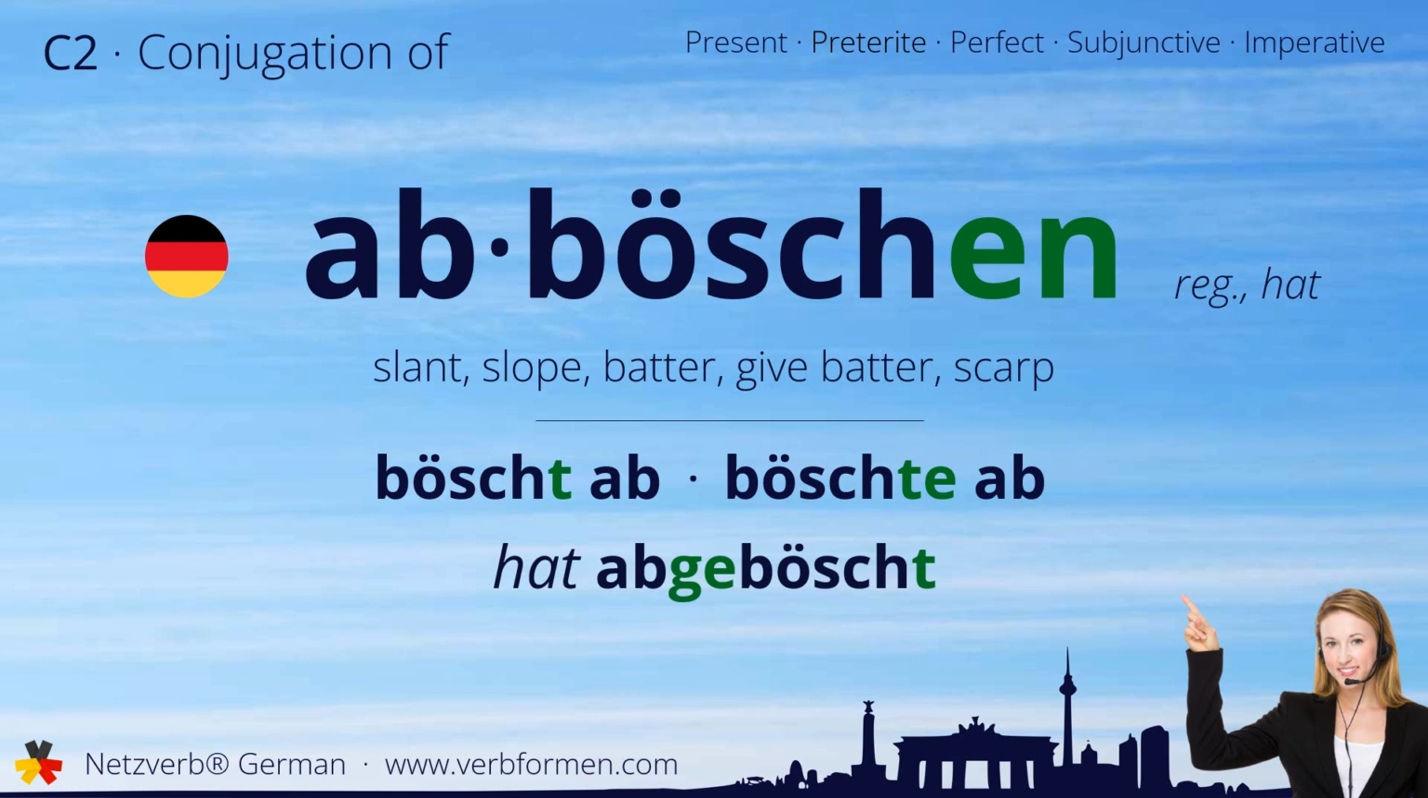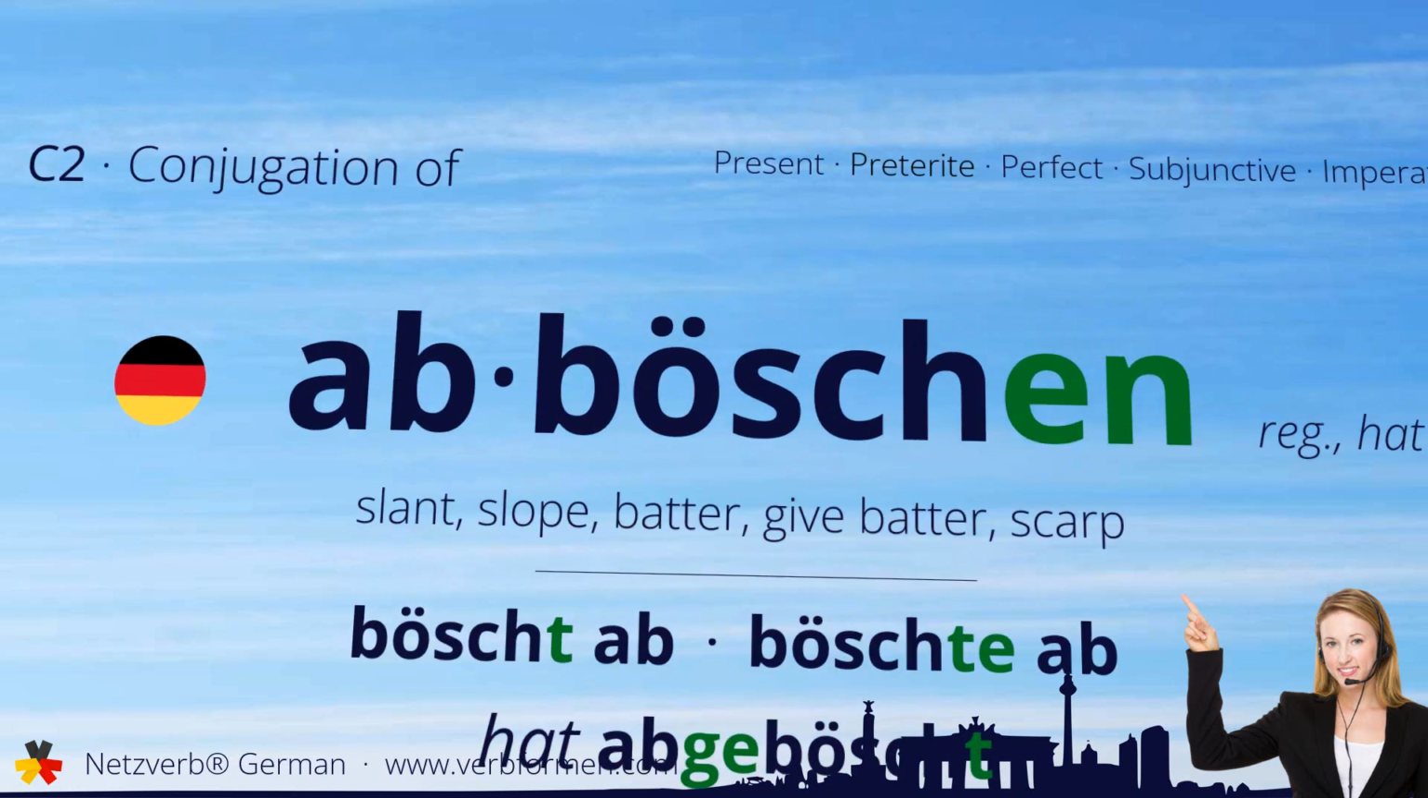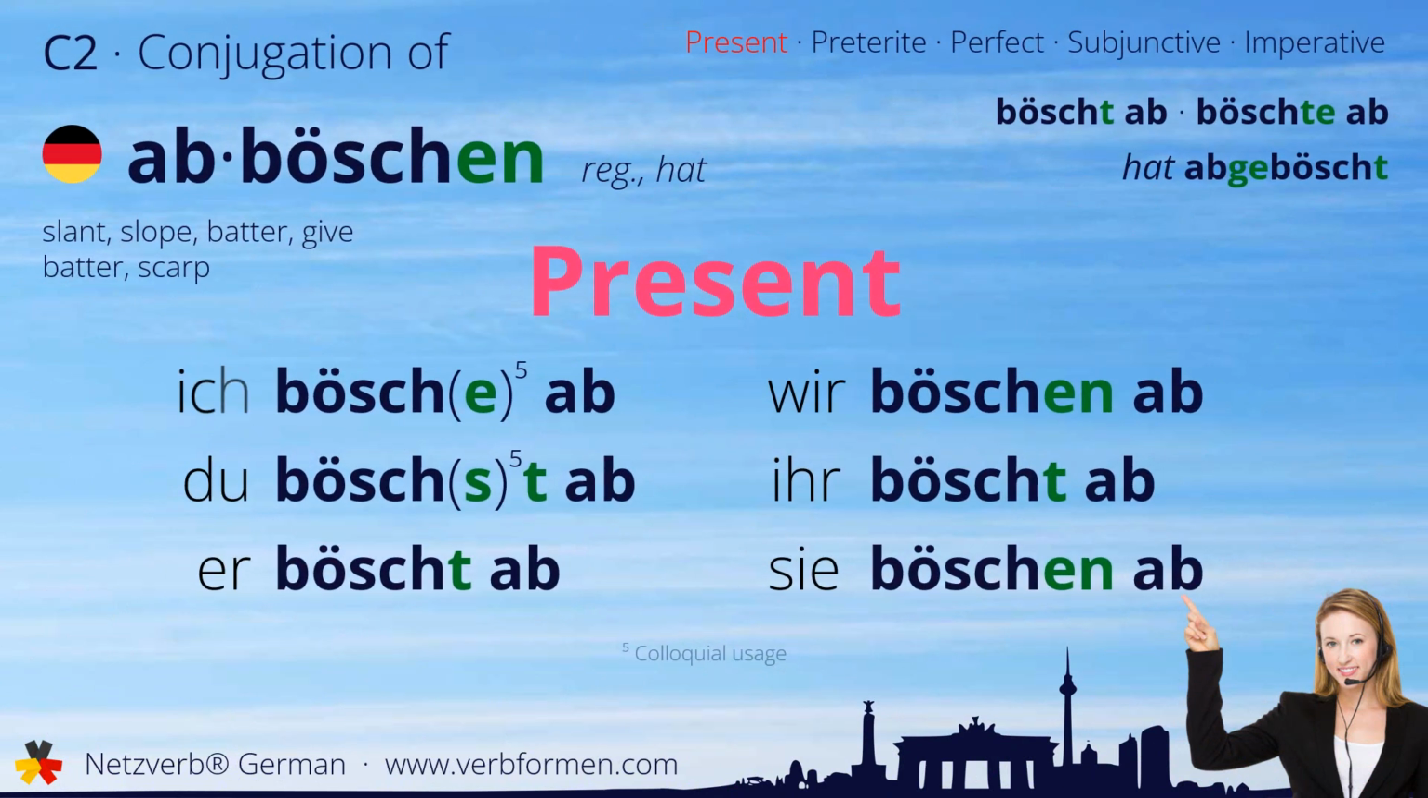Now let's move on to the tenses. First, we'll take a look at the present tense. Ich bösche ab. Du böschest ab. Böscht ab. Wir böschen ab. Ihr böscht ab. Sie böschen ab.